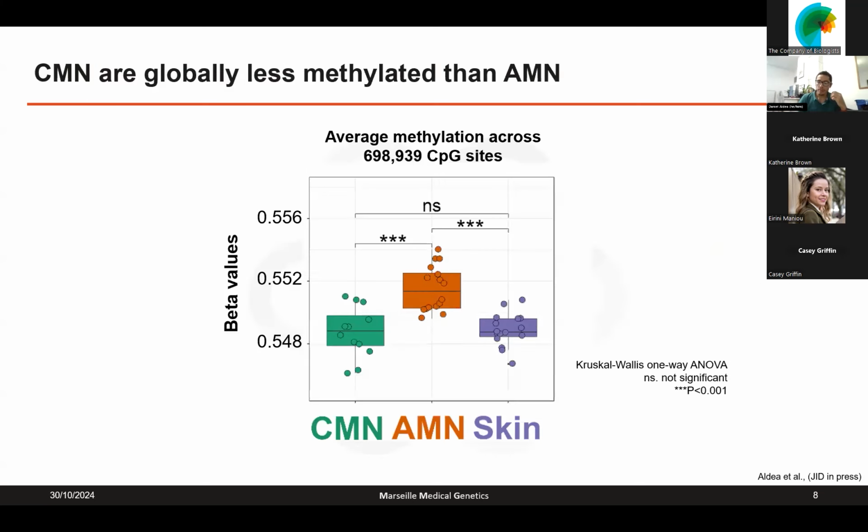So next. When we look at a global level, we observe that CMN, or congenital melanocytic nevi, are globally less methylated than AMN, but not different to the skin. You can observe here, each dot represents a sample, that is the average methylation across over 700,000 positions. And you can clearly observe what I just said. CMN is less methylated compared to AMN, but is similar to the skin.